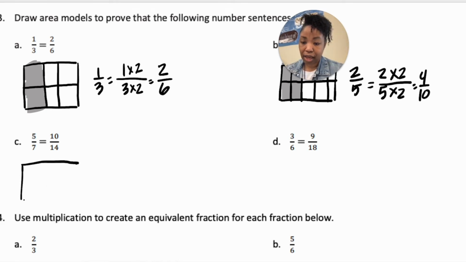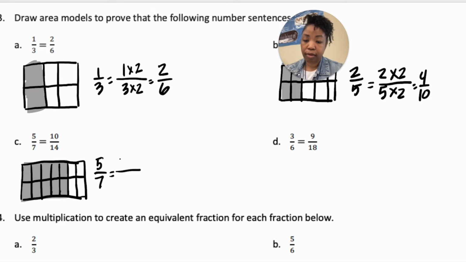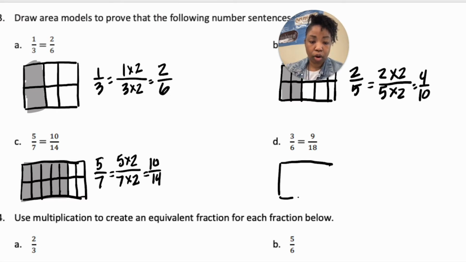For C, I'm going to make 7 parts. I'm going to shade 5 parts. I noticed that 7 to 14, that number doubled, so I'm going to make 2 rows. I'm going to double the rows. So I'm doing 5 times 2. I'm also doing 7 times 2, which gives me 10/14. That statement is true.